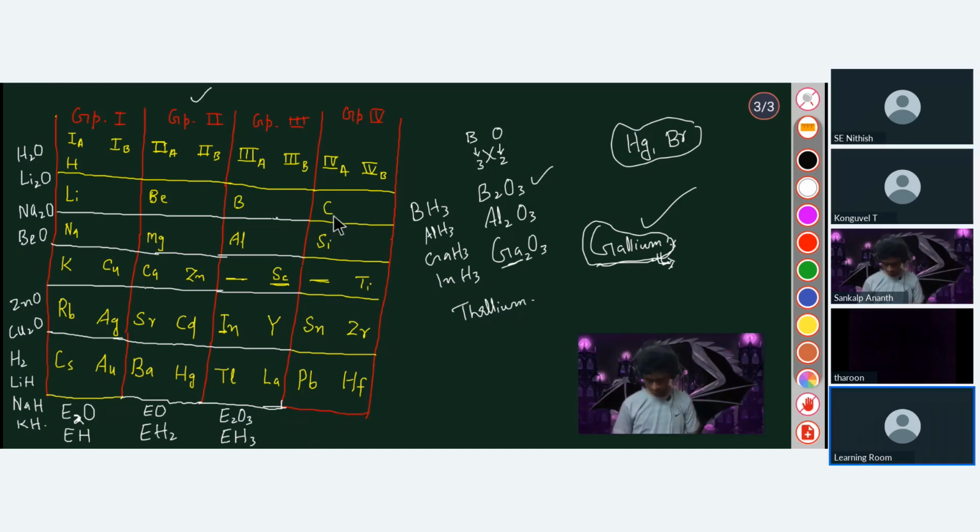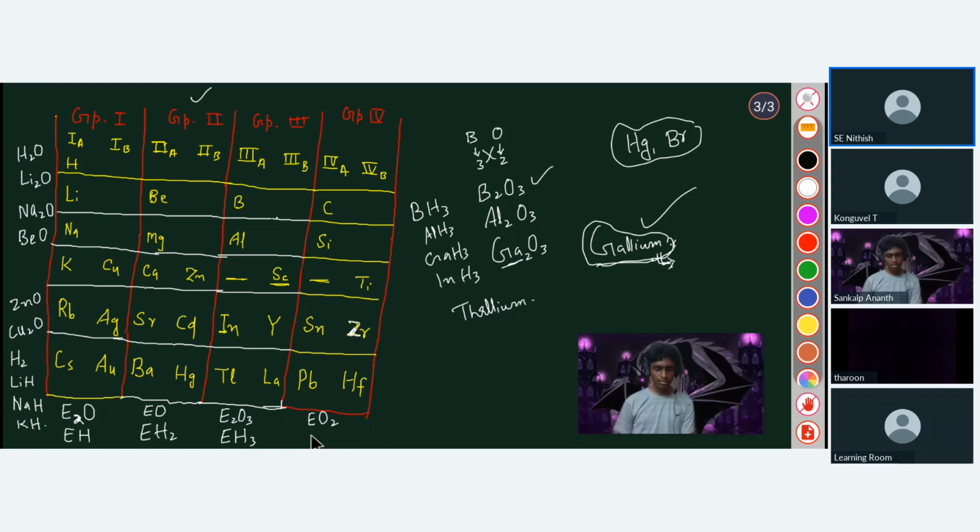Okay, I will just tell that in group 4A there is carbon, silicon, then tin, then lead. Pb is lead. Ti stands for titanium. Zr stands for zirconium, and then hafnium, Hf. Now, what is the formula of their oxide? Can anybody tell me the general formula?